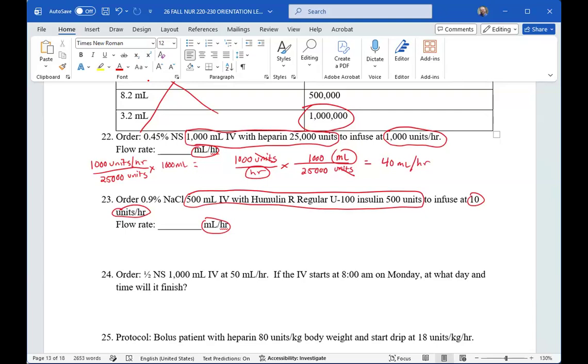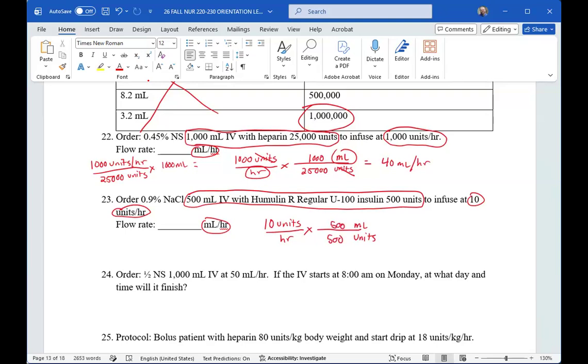Now, when you see this, you'll see that everything just kind of cancels out. So again, I'm going to take the 10 units per hour. And if you're setting this up differently and you're getting the same answer, you're doing it right. Trust the process that you're working on. What do I want? I actually want milliliters. And what do I want to get rid of? Units.